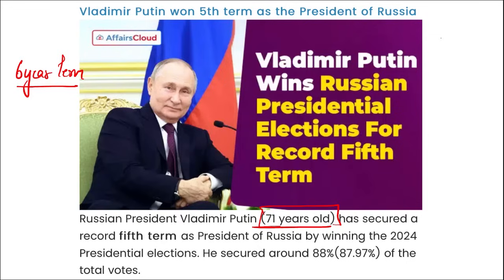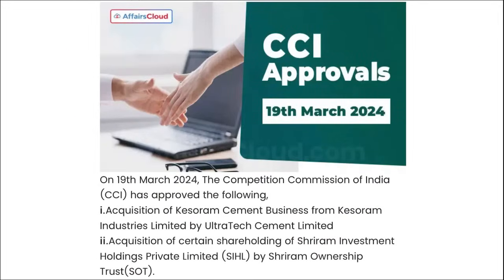What is the capital of Russia? It is Moscow. And as of now, Russia is in war with which country? Ukraine, right? Next we are talking about some CCI approvals, right?